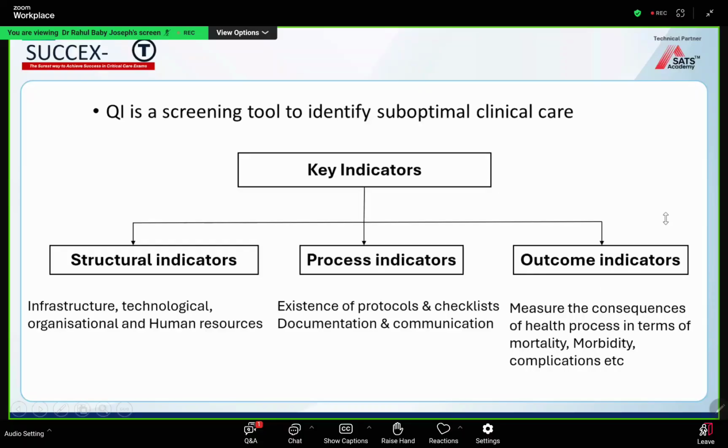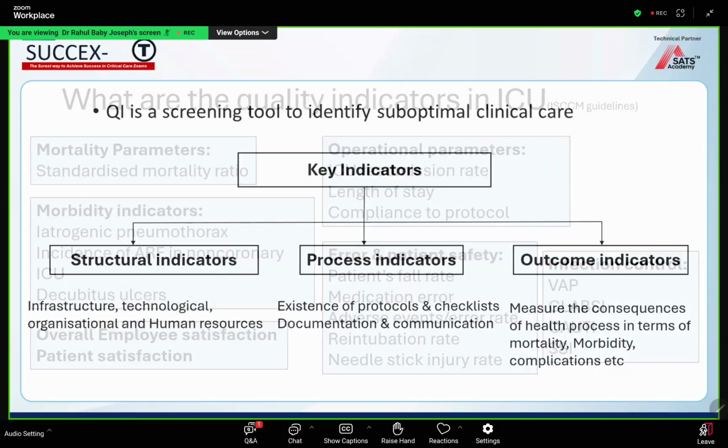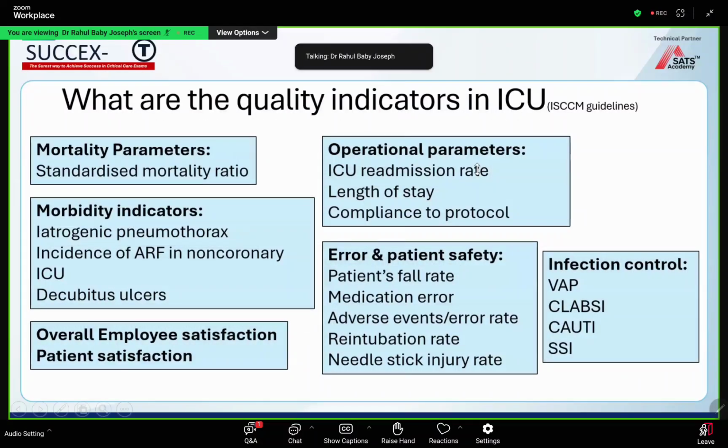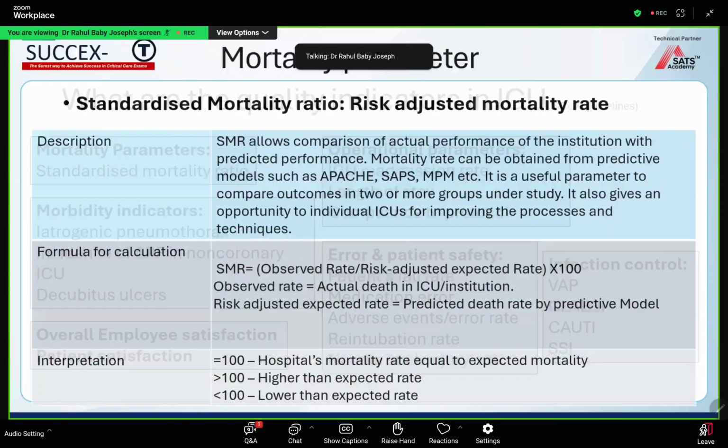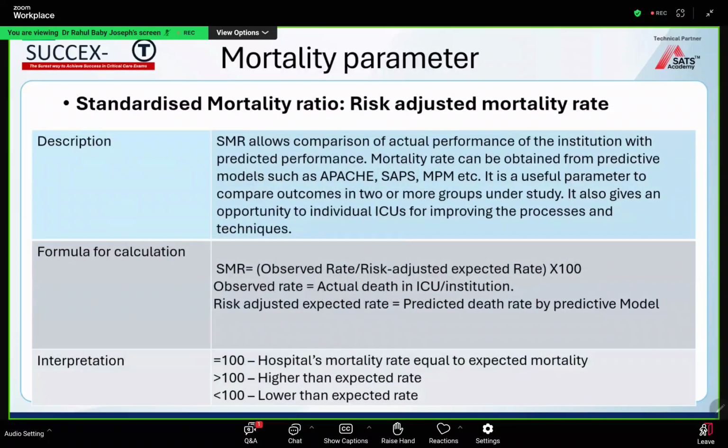Okay. Outcome indicators basically include your mortality, morbidity, and the outcomes of the ICU. What are the quality indicators in ICU? I have taken this from the ISCCM guidelines. They have divided them into certain parameters, which include mortality parameters, that is your standardized mortality ratio, morbidity parameters, operational parameters, error and safety parameters, infection control parameters, and overall employee and patient satisfaction also.